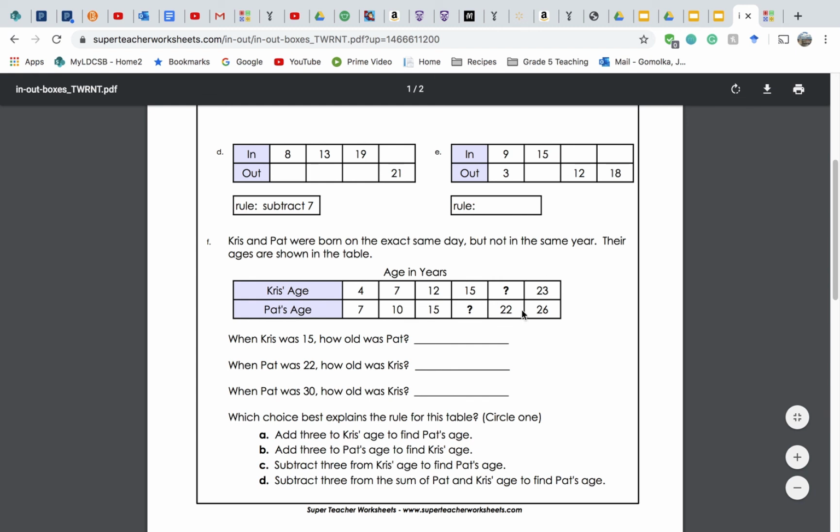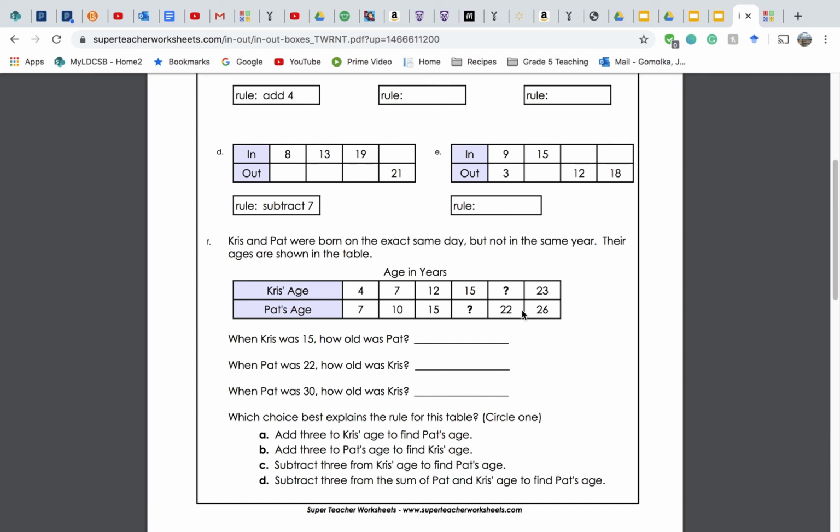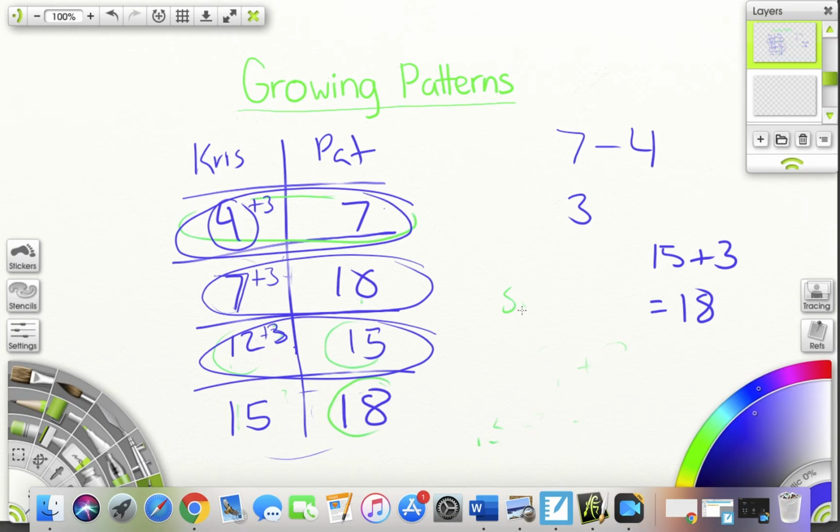If Pat is 22, how old is Chris? So if Pat is 22, how old would Chris be? Well, we know that Pat is 3 years older than Chris. So to find out Chris's age, we have to actually subtract 3 because Chris is 3 years younger than Pat. So if I do 22 minus 3, that will give me 19 because Chris has to be younger.